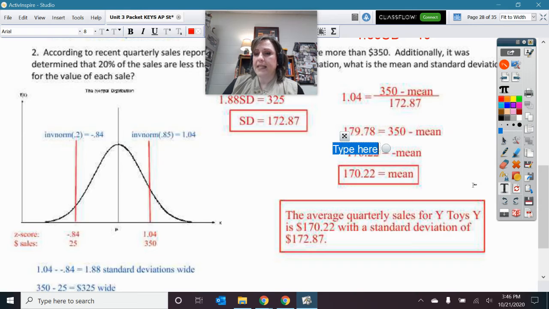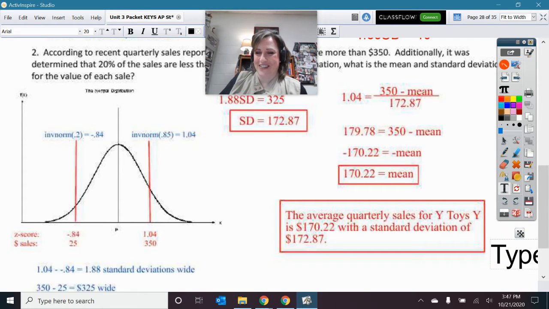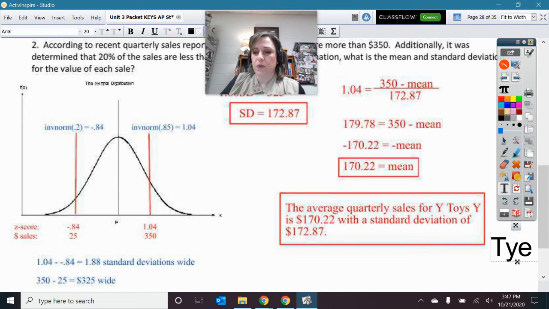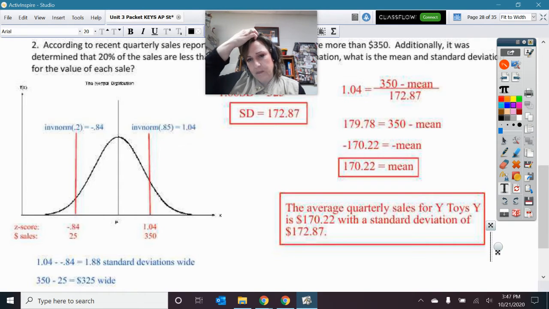Okay, and so then here are the values that we get for the mean. 170.22 is the mean, and those are dollars. And then the standard deviation is actually larger than the mean, so that's interesting. $172. So that just sounds really big.